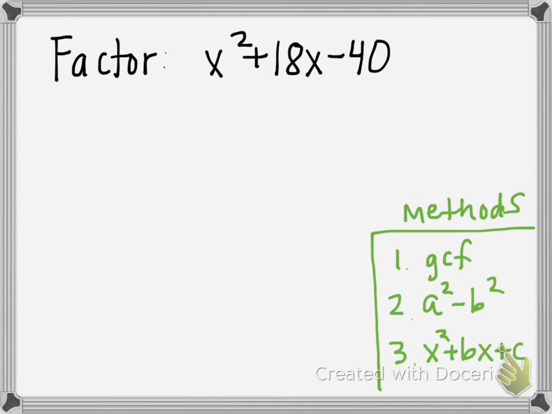Alright, factoring our trinomial x squared plus 18x minus 40. So I wrote our factoring methods chart. You kind of just want to go down the list to decide what factoring method you're going to use. If you already know, perfect.